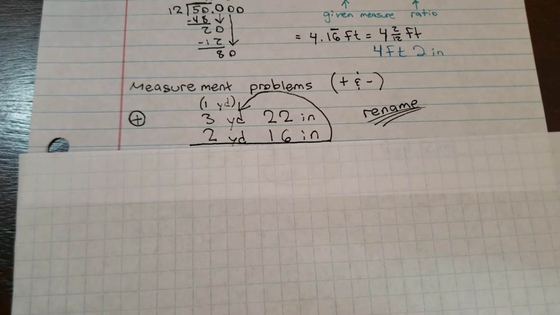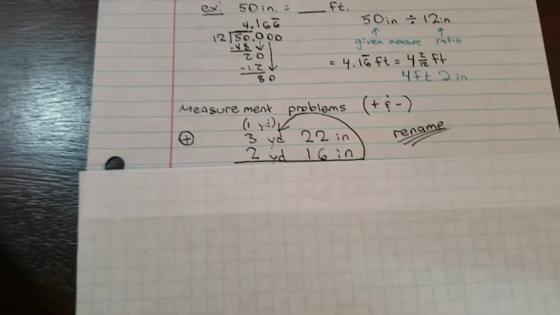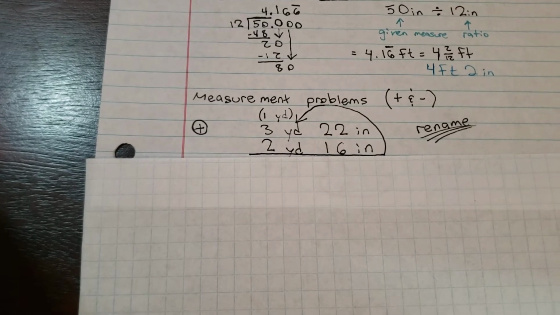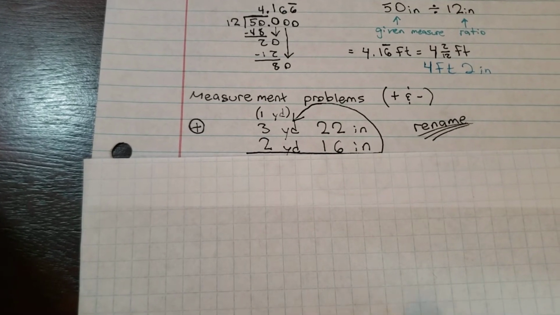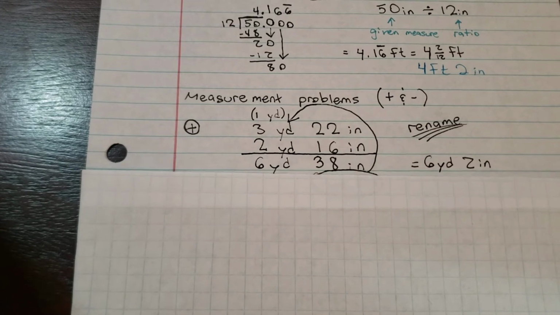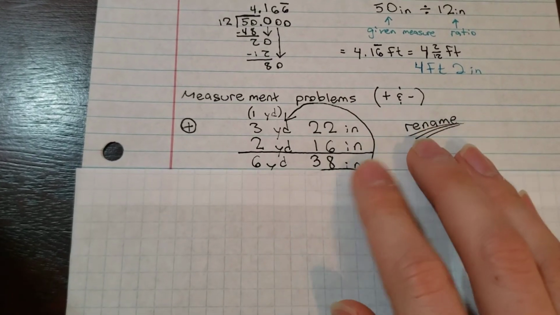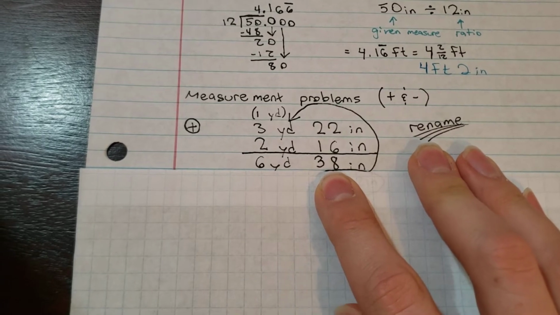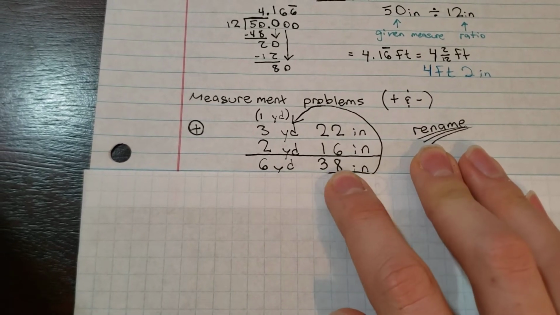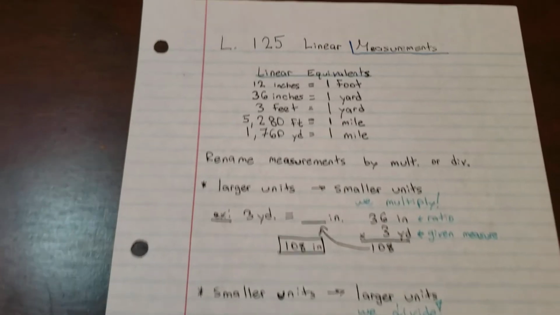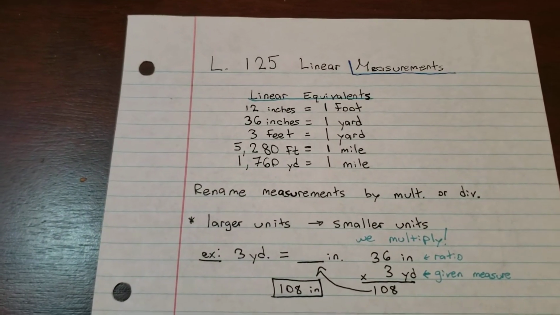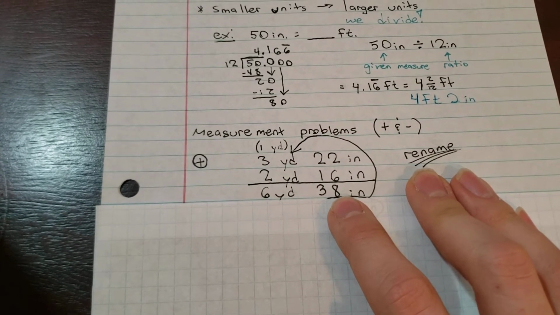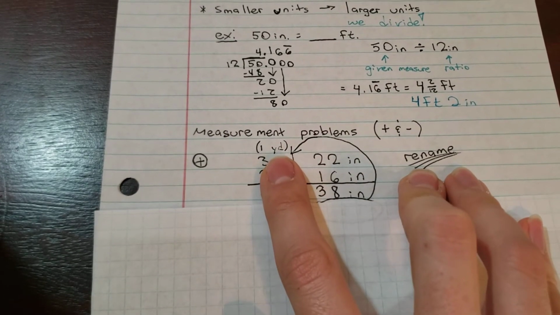So let's say we're adding 3 yards, 22 inches to 16 inches. Now, the case here, it's not just simple addition, because when we get to a point where we're at 36 inches, well, we know that this carries over. We know because of our equivalence up here that 38 inches is 1 yard and 2 inches. So that's going to carry up.